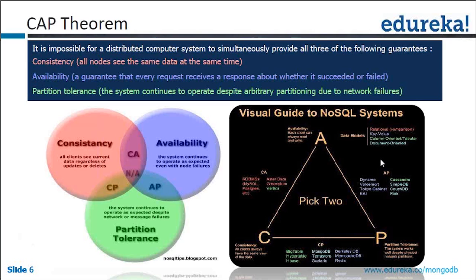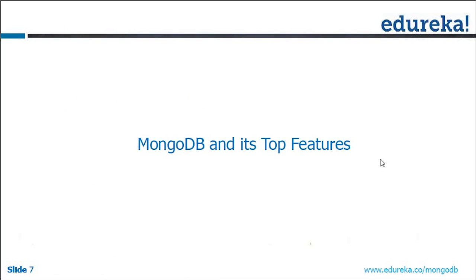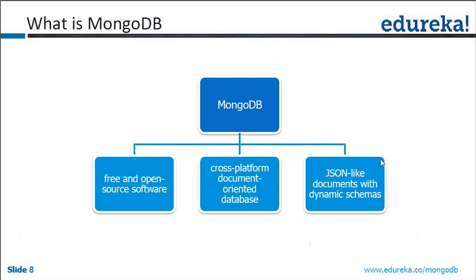Okay, so that atomicity it gives you, but there is no commit, there is no rollback, so to speak, right? So everything is fire and forget in MongoDB. Okay, so some of the top features, let's discuss some of the top features.